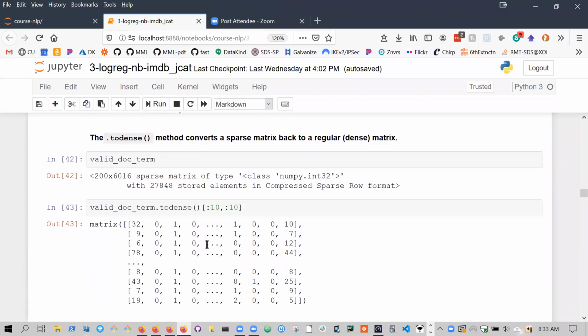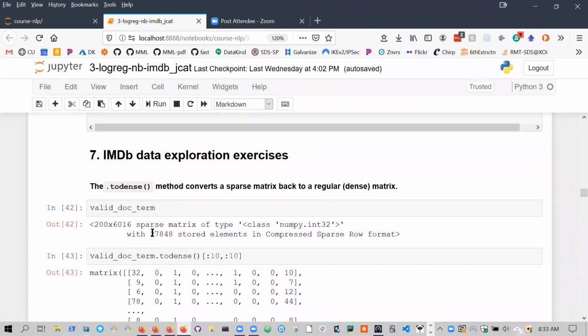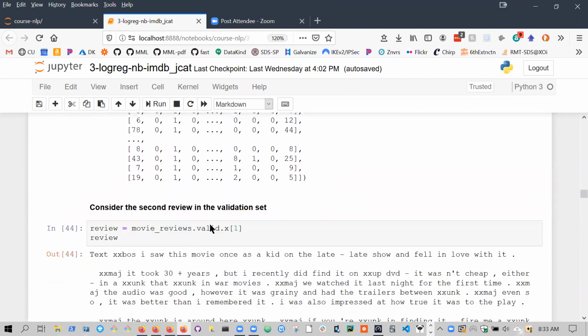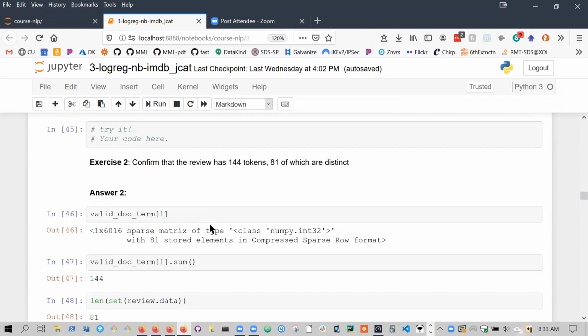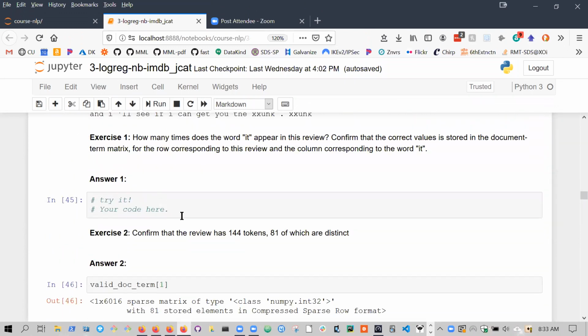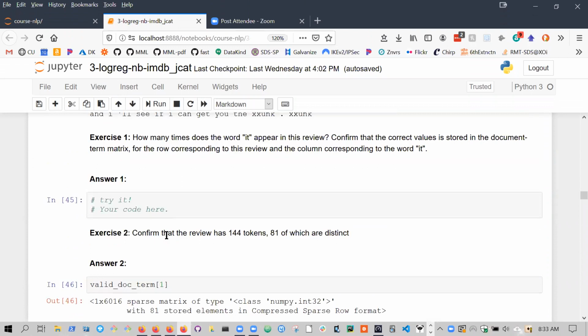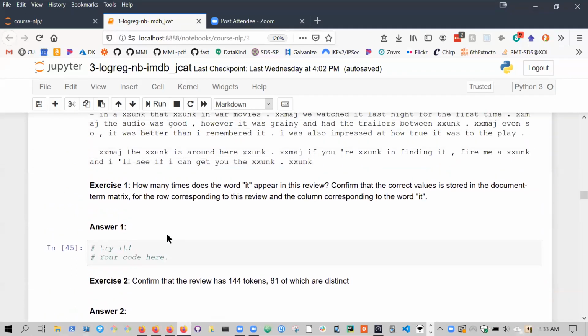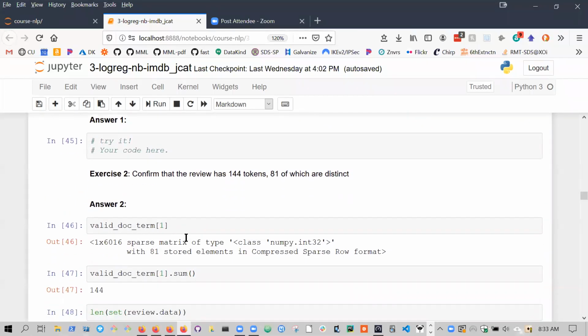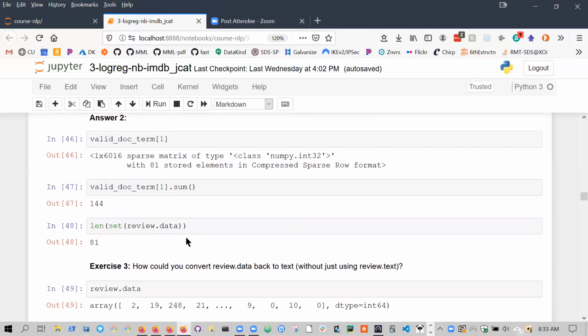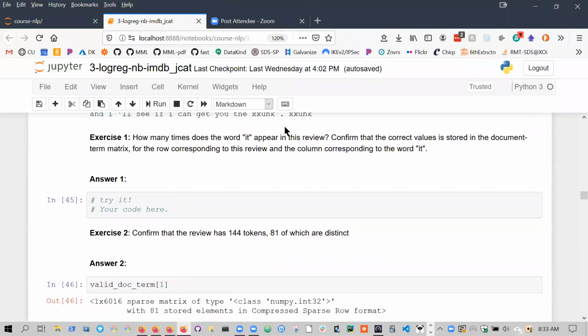And then here's what I was talking about. I go through some exercises to explore what's in the IMDb data, and actually, Rachel has a couple of exercises here, which you can go through and try to get the answers. I won't do that here. But for example, I guess one of the questions is, how many times does the word "it" appear in the review? How would you do that?